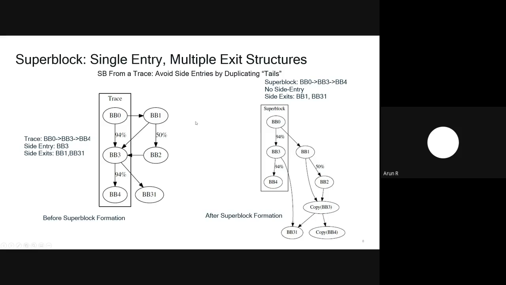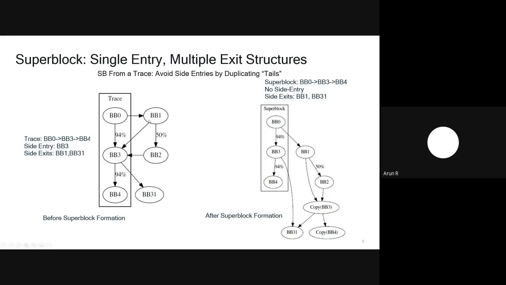But actually these two are equivalent, because what we have done is, whenever we have a side entry, we replicate those blocks. That is, we duplicate, starting from the first side entry, the entire tail part of that trace. That is, we duplicate BB3 and BB4. We are duplicating it here by using a copy of BB3 and a copy of BB4, and whatever edges were going into the side entries will go to the copies.